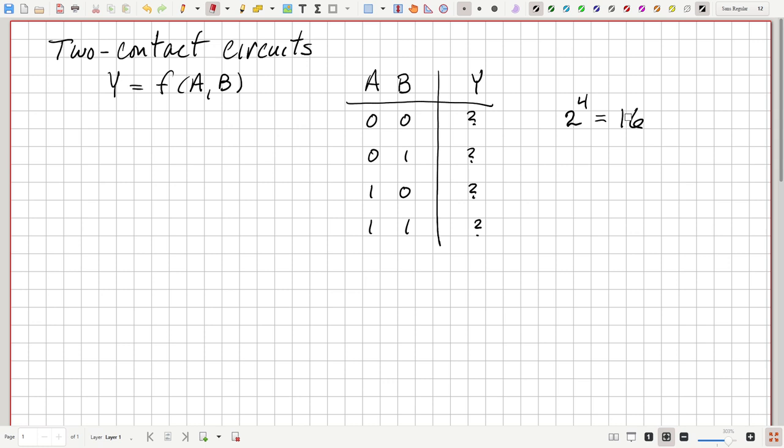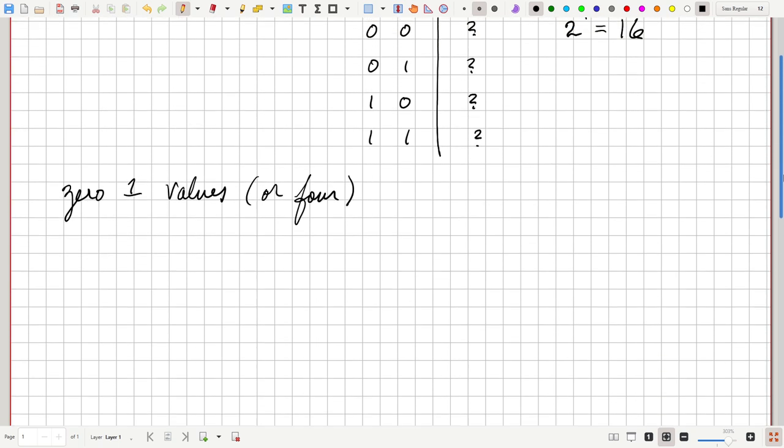So we're going to start with this simple case where we have 0 one values, or the inverse of that, 4 one values. No 1 values or all 1 values. So let's look at that case.